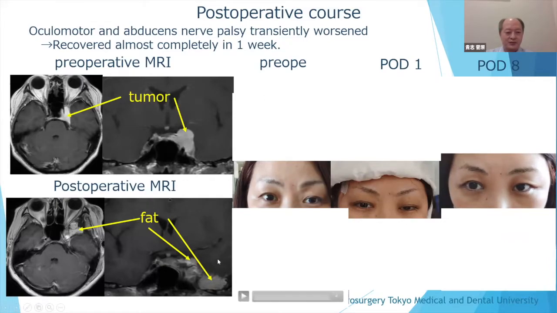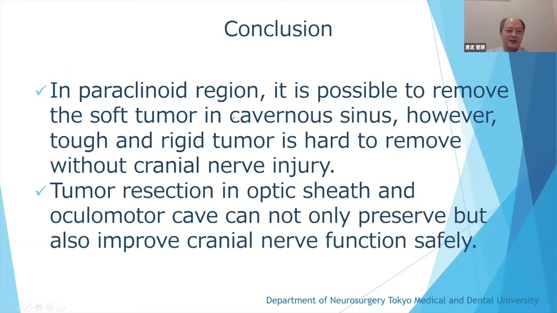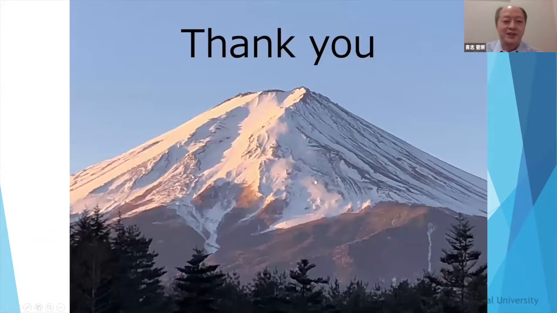And the tumor was maybe 90% removed. So in the paraclinoid region, it is possible to remove the soft tumor in the cavernous sinus. However, tough and rigid tumor is hard to remove without cranial nerve injury. And tumor resection in the optic cyst and the oculomotor cave can not only preserve but also improve cranial nerve function safely. Thank you very much.